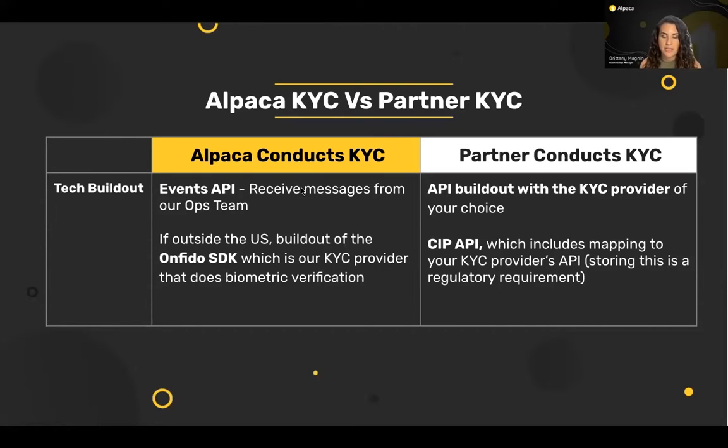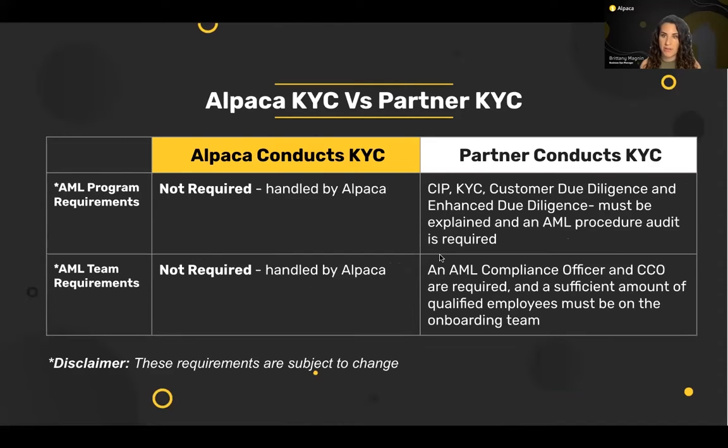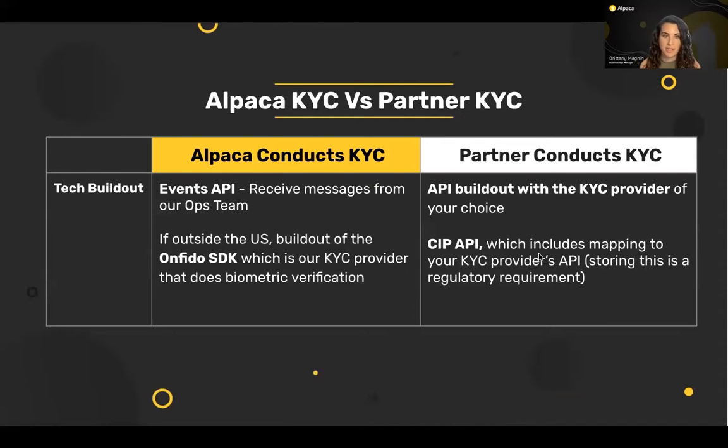Now, if you decide to conduct KYC, it looks a little bit different. The difference in the account statuses would be that after going through submitted, it would go to active, and there it would be on your team to conduct any further due diligence that would need to take place. The tech build out on that side is building out with the KYC provider of your choice, and also the CIP API, which is your way of sending Alpaca pretty much all the data that came through from that KYC provider, as well as any additional information on investigations that took place afterwards to verify the identity or to mitigate risk.